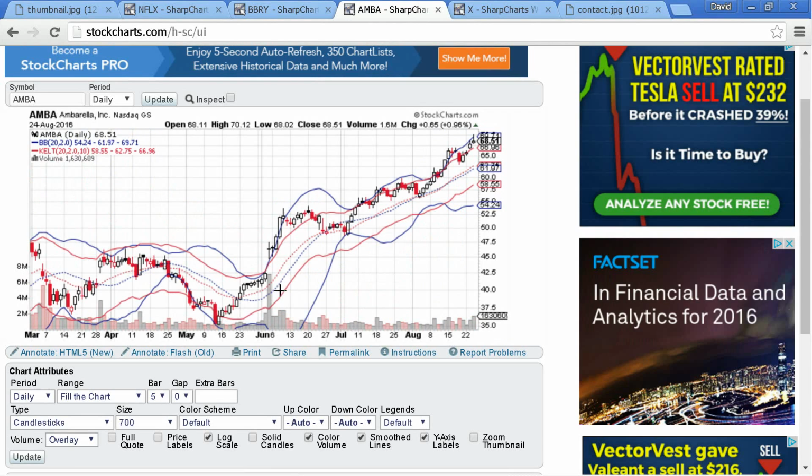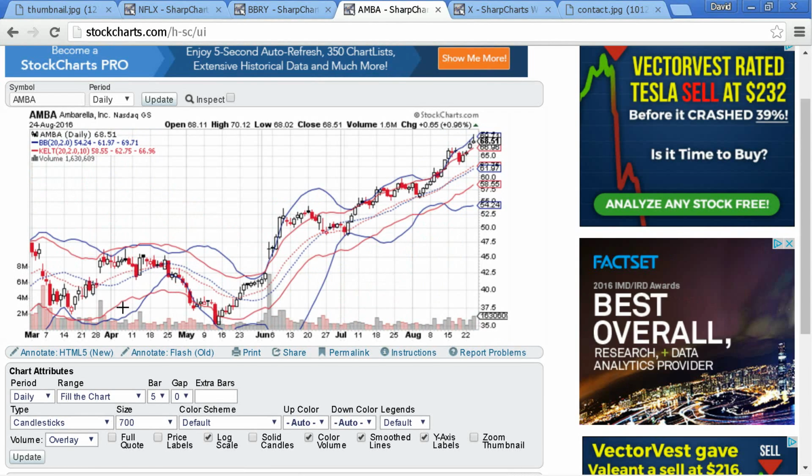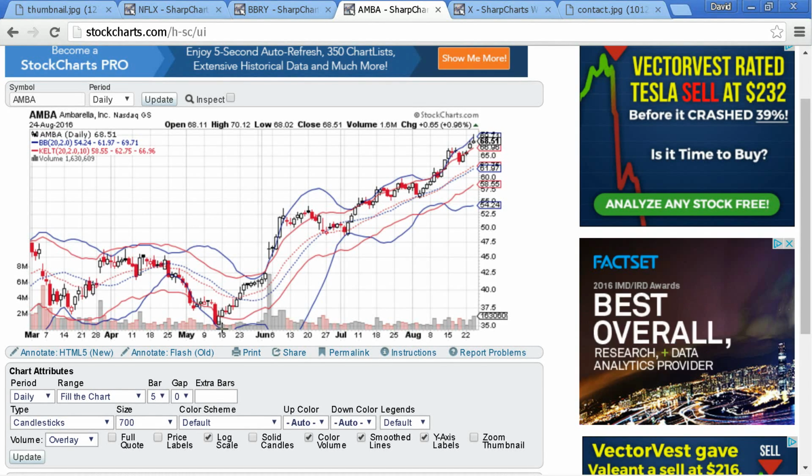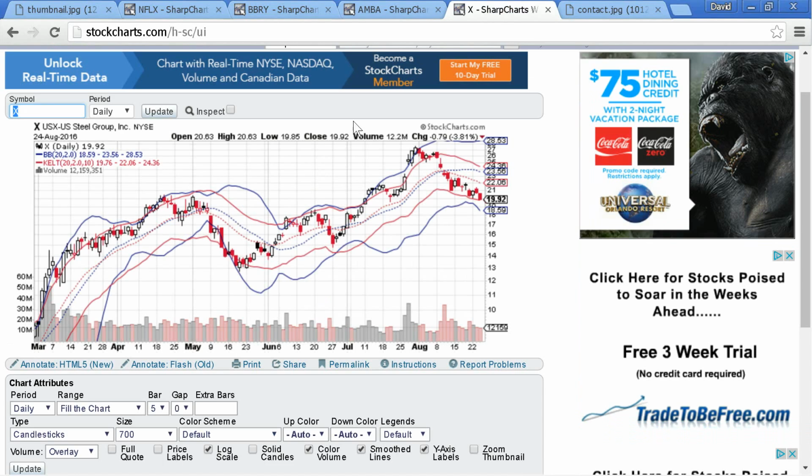Here's Ambarella, and the Bollinger Bands both came within the Keltner channels right about here, and had a nice down move right after that. If you had purchased a straddle or a strangle, you might have done pretty well. You got a nice move out of that one. All right, and then one more example. This is X, which is U.S. Steel. The Bollinger Bands both came within the Keltner channels right about here, and you got an up move there.